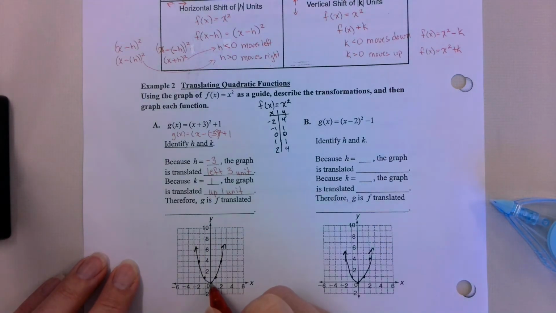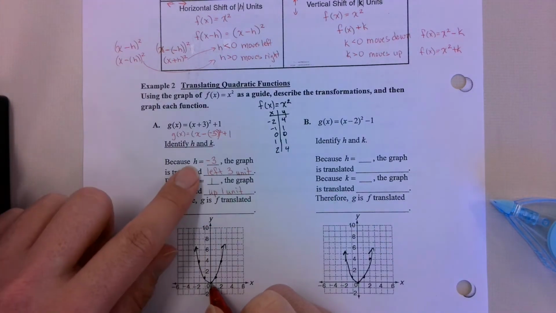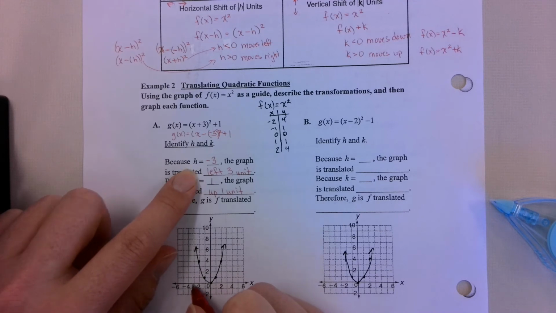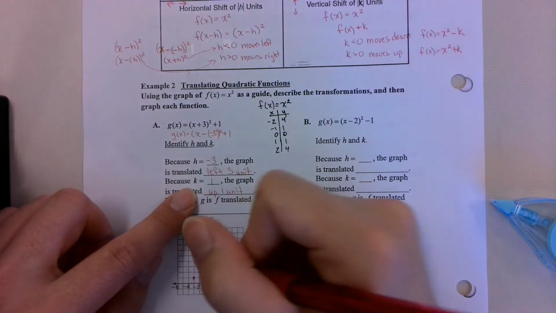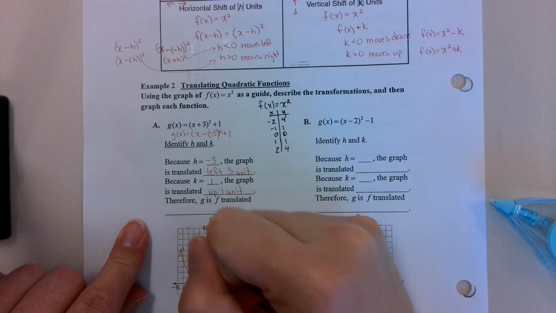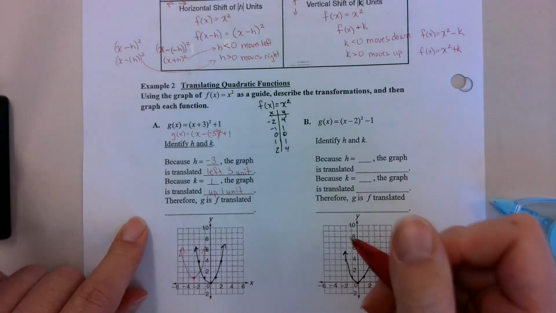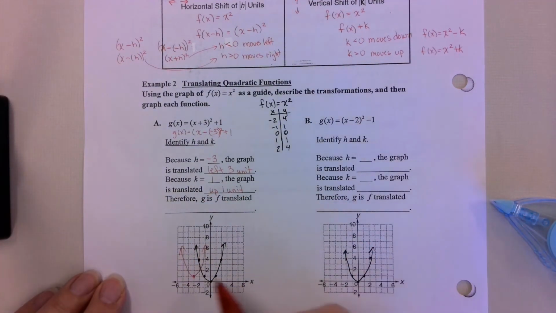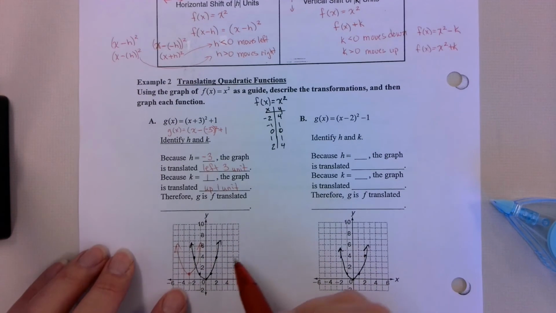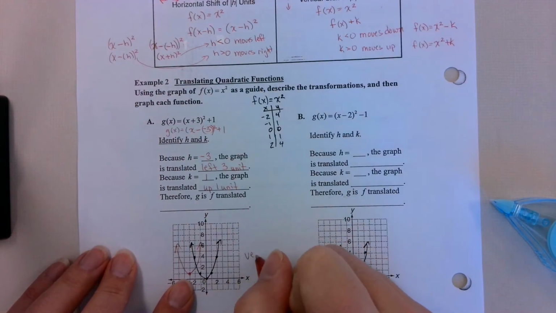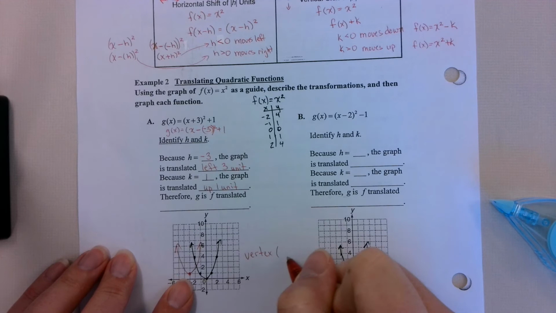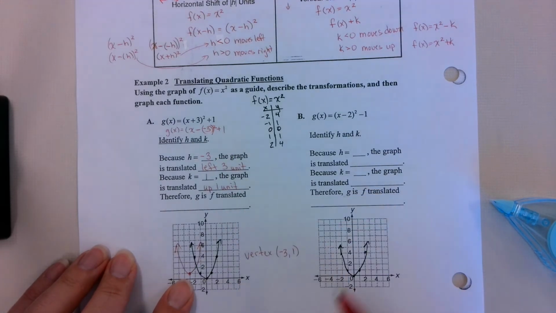I'm going to take my original vertex of 0, 0. I'll move it left 3, 1, 2, 3. I'll move it up 1. And then I'm just going to do just a rough sketch of my quadratic. Should look about the same width. Again, you could get some extra points, especially since we know this vertex has shifted. We know the vertex is -3, +1, just by this information.